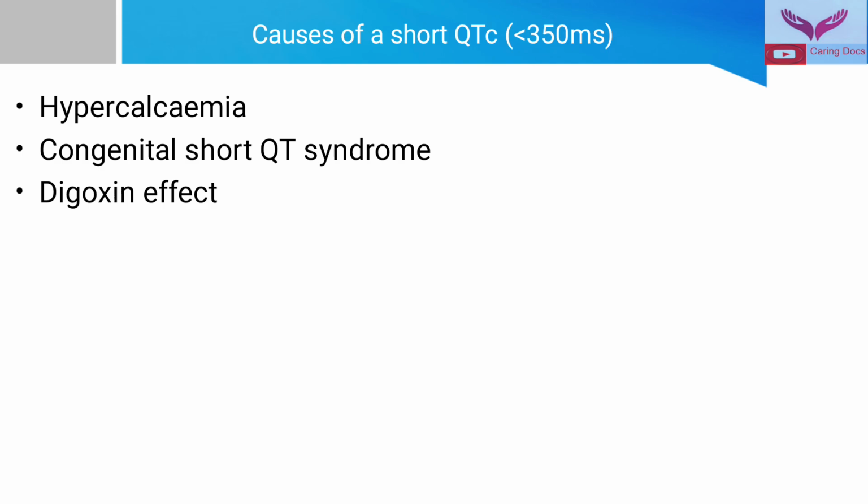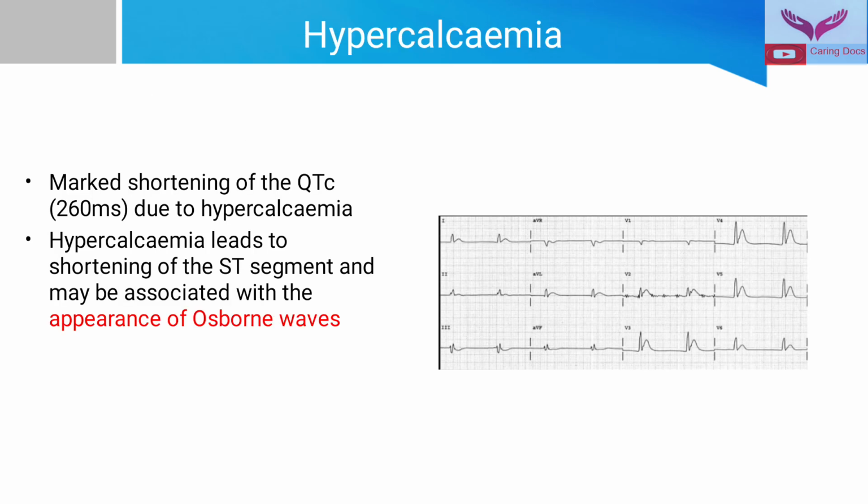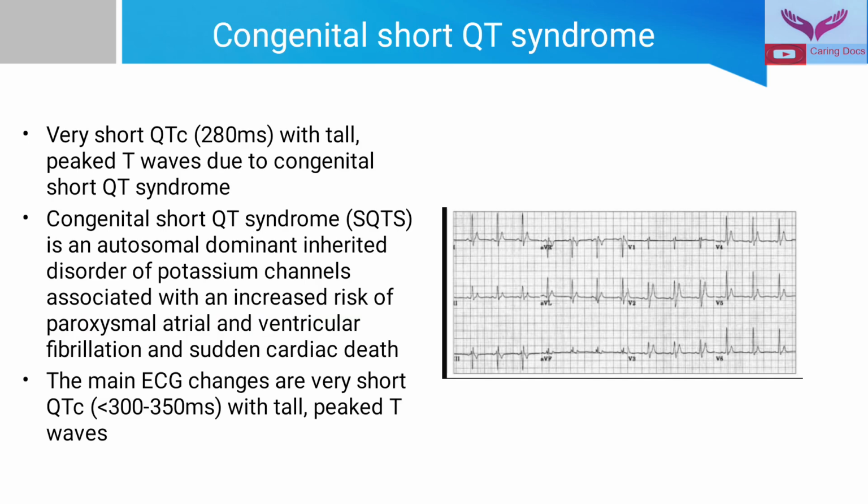The causes of the short QTc: when the QTc is less than 350 milliseconds, we can call it a short QTc, and the causes are congenital short QT syndrome, hypercalcemia, and digoxin effect. In hypercalcemia, on the ECG we can see shortening of the QTc, that is 260 milliseconds, and hypercalcemia also causes shortening of the ST segment, and it may be associated with the appearance of Osborn waves. So Osborn waves are seen in hypothermia and also in hypercalcemia.